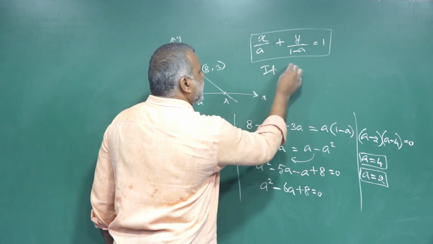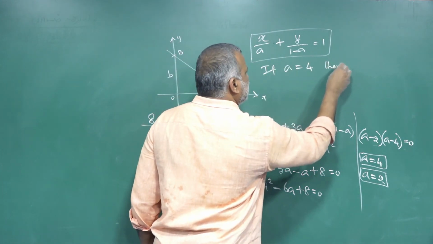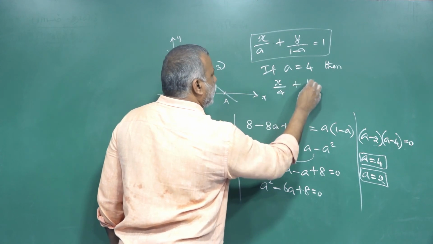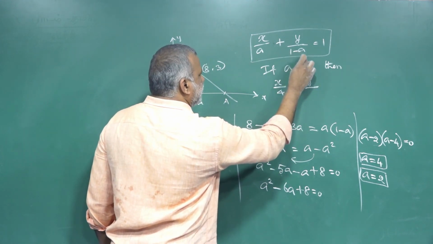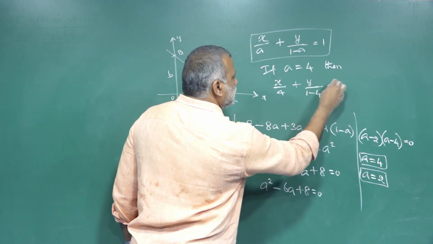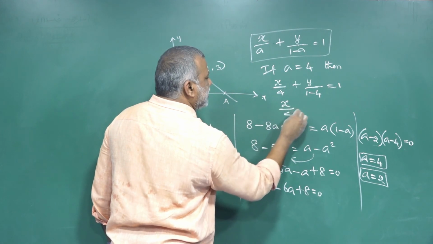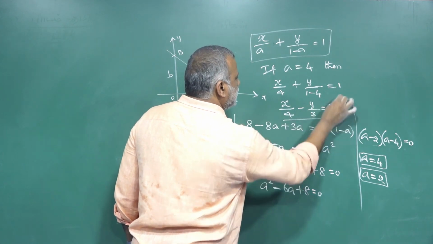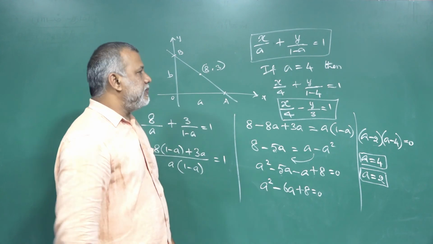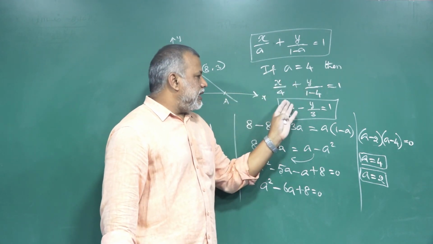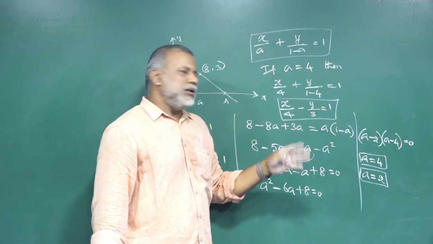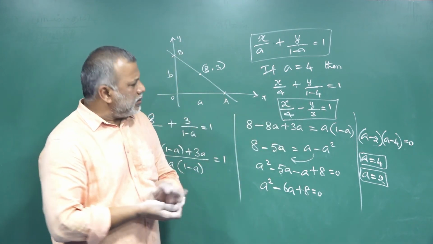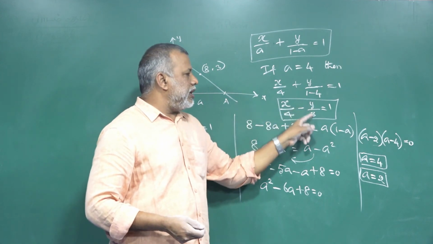See here, if a equals 4, then in the equation x by a is replaced by x by 4, plus y divided by 1 minus 4, that is equal to 1. So simplifying, x divided by 4 minus y divided by 3 equals 1. This is the required equation. If you are taking the LCM, then you can simplify. Otherwise, you can leave it like this also, because you are using the intercept form. X by 4 minus y by 3 equal to 1.